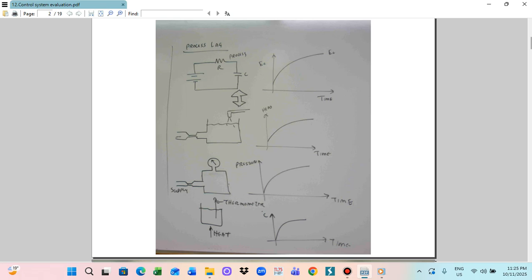And similarly for the car, if the car is not fully loaded, you can easily move the car. But when the car is very heavily loaded, it is difficult to start the car. So these things are process capacity, and the systems depend on it. When the capacity is higher or the loads are higher, it is difficult to make a change. So this is why in the control system, we use the flywheel control system.